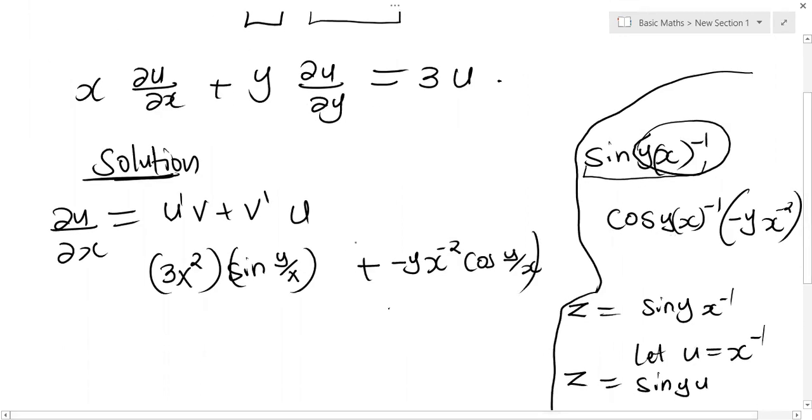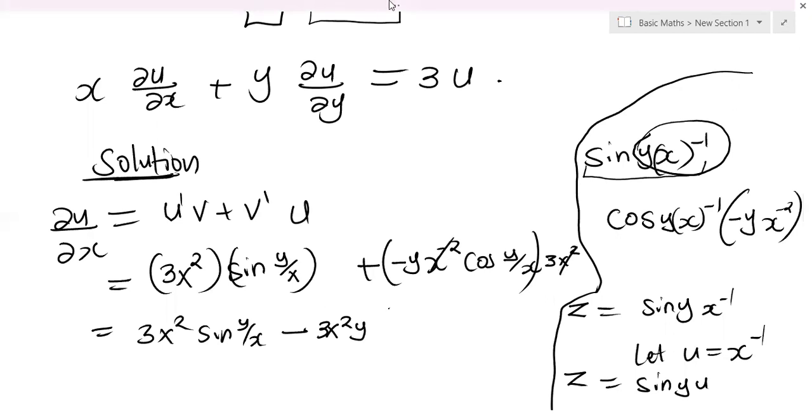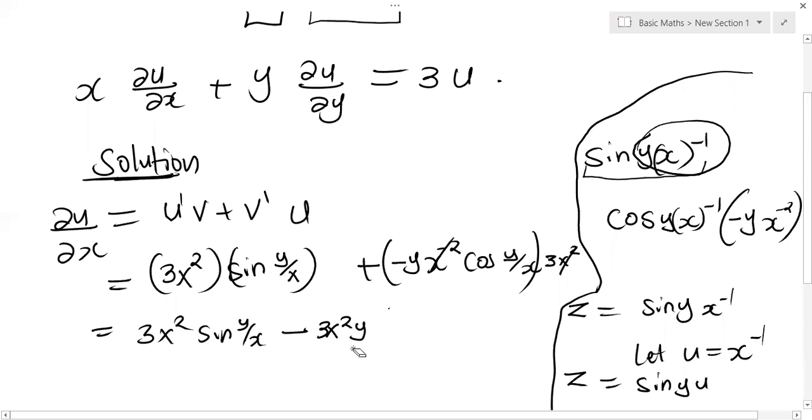So we have our v prime here, and then we are going to multiply it with u. And what is our u? 3x squared. Now let's rewrite this in a better way. This is 3x squared sine of y over x minus 3x squared y. You can see we have x squared here and we have x squared here. So this can cancel out with this, and that gives us just 3y.